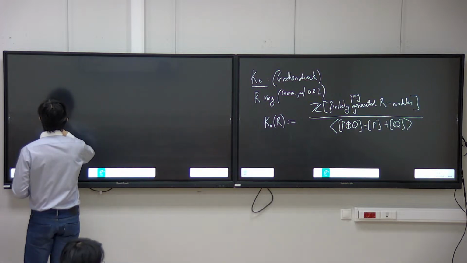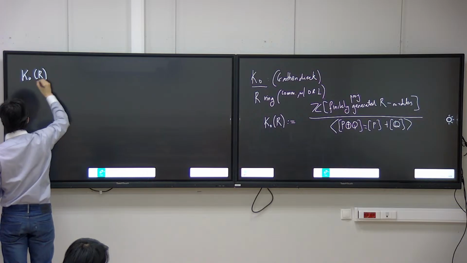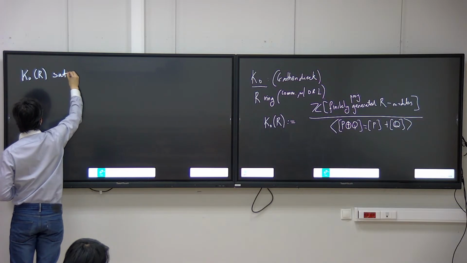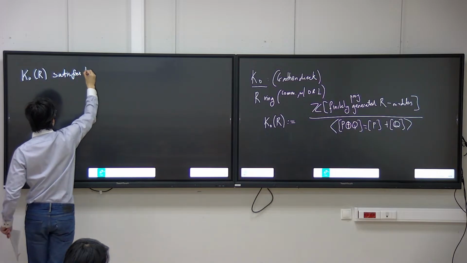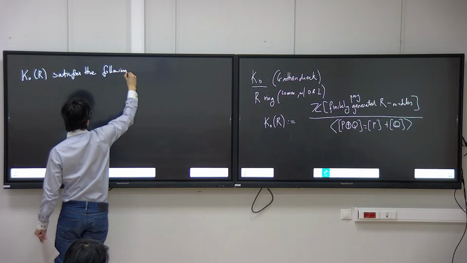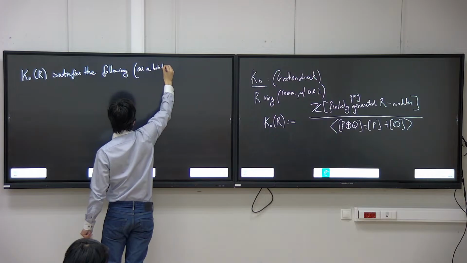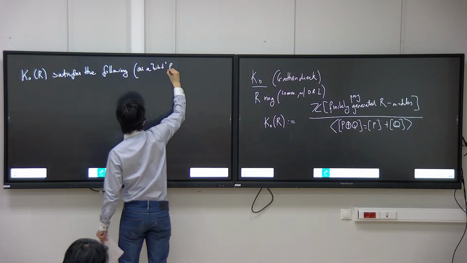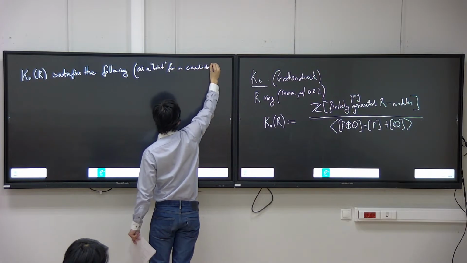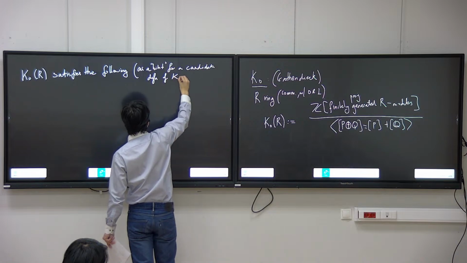And so one thing to note from here, I guess, is the following. K0 R satisfies the following fact. This is as a hint for a candidate definition of Kn.